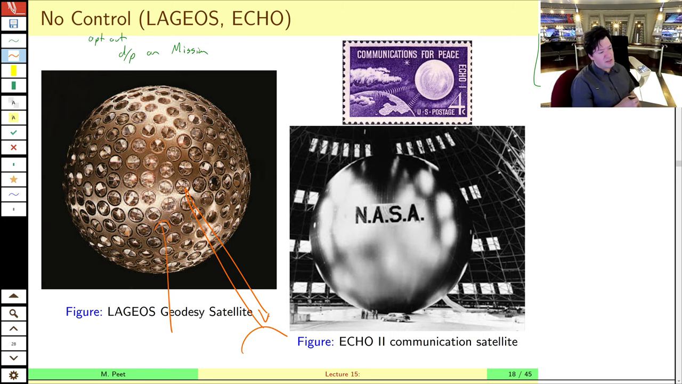The second example that I can think of is the Echo communication satellites. So these are relatively old satellites. You can see here, you can date the picture from that. Is that like 50s? 60s? Let's call it 60s, based on that car right there. So the Echo satellites were basically big balloons, reflective balloons.